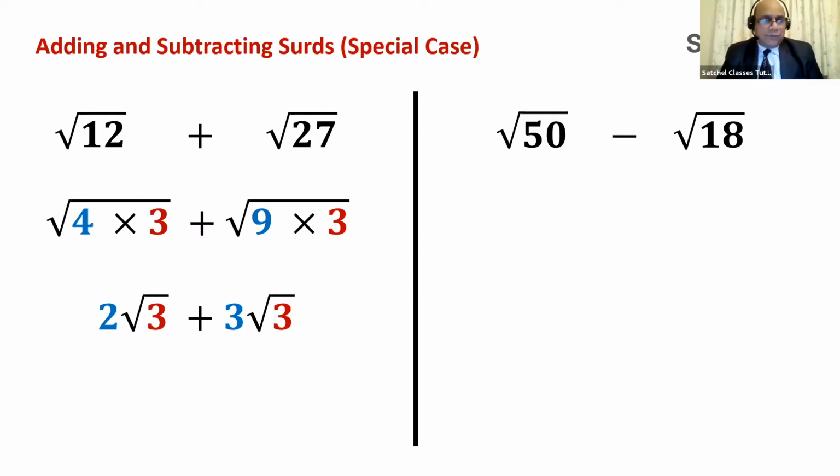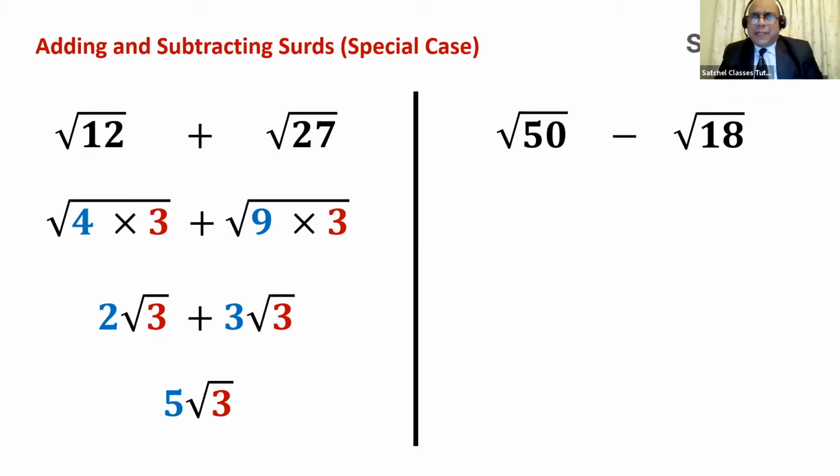So we follow the same rules. We add the numbers 2 and 3, which is 5, and write the root part the same way, as it is, root 3. So your final answer is 5 root 3. As you can see, we started with square root of 12 plus square root of 27, which seemingly could not have been added. But when we simplified them, we realized they had the same root part, and hence we went ahead and added them.